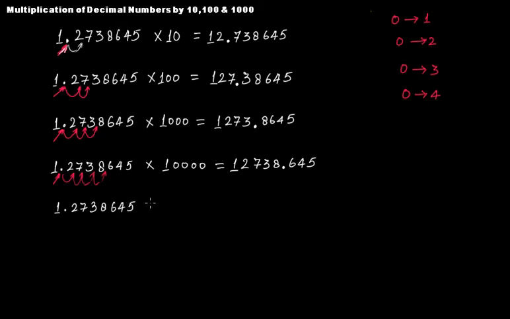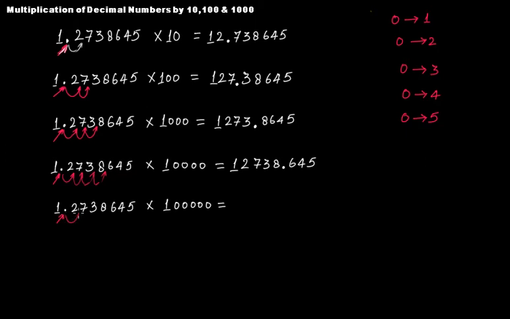Same number, 1.2738645, with 1, 2, 3, 4 and 5 zeros. It means you're multiplying with 1 lakh. How many zeros do we have here? We have 5 zeros. It means that your decimal point is here. It will move towards the right 5 times, that is, it will be placed after the 5th digit to the right of this decimal point.